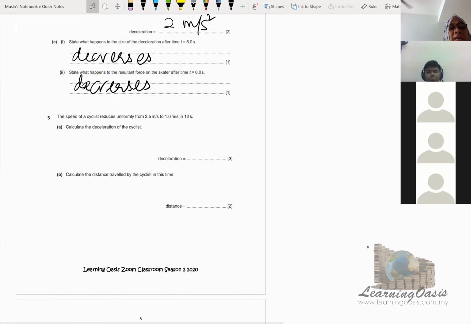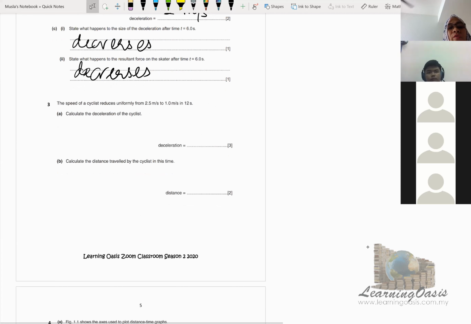Now, the speed of a cyclist reduces uniformly from 2.5 to 1 meter per second in 12 seconds. Calculate the deceleration of the cyclist and the distance traveled.